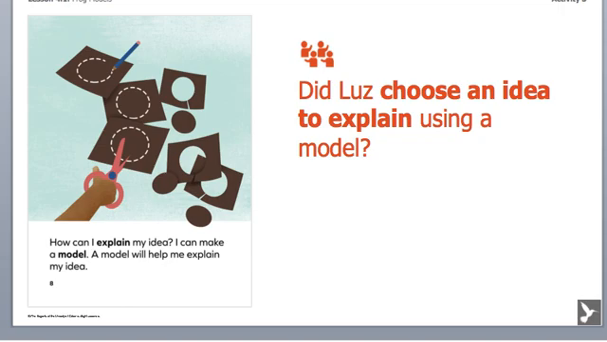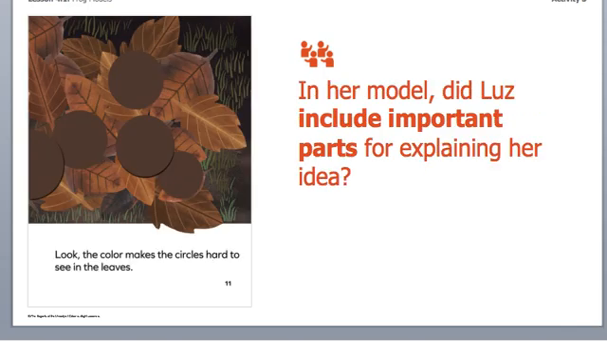Right. Her idea was to show the color, and we see her cutting out some circles in brown paper. Do you think that that is going to let her explain her model of how the color can help protect the frogs? Yes. So she was able to explain her idea. Now we're going to look at the next question.